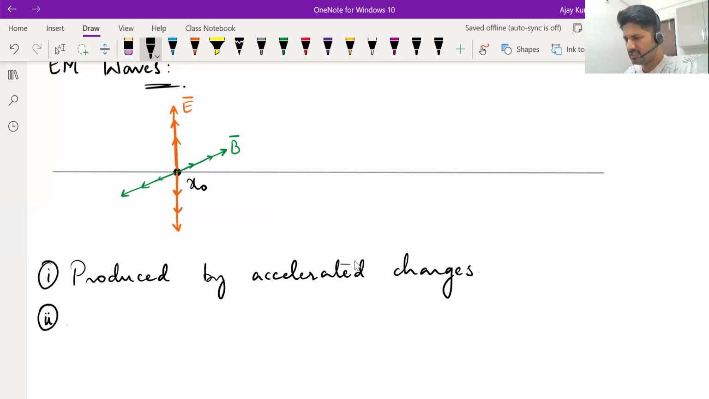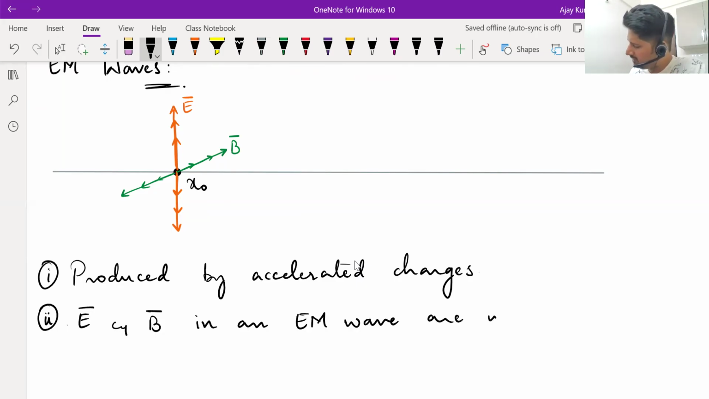And next property, as we say electromagnetic wave, we know that there will be a time varying electric field and simultaneously there will be a time varying magnetic field also. Okay, it has been found that the electric field and magnetic field in an EM wave are mutually perpendicular always.